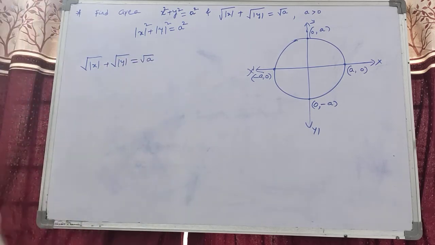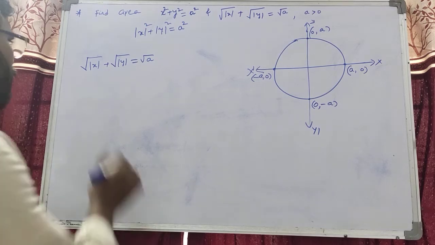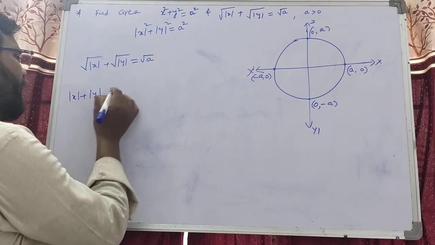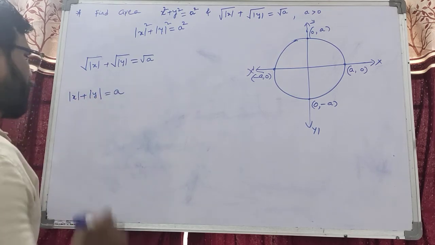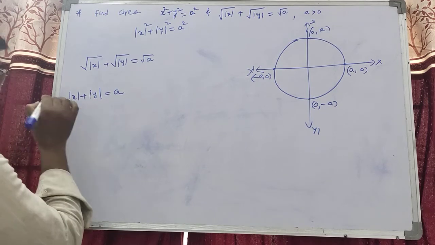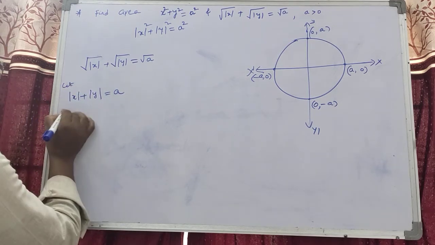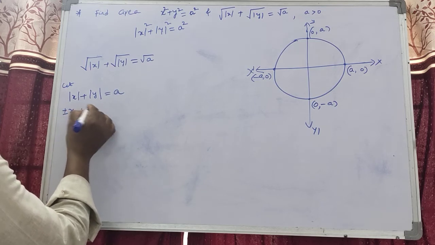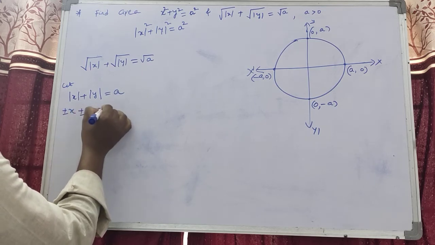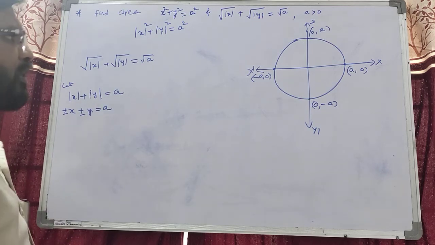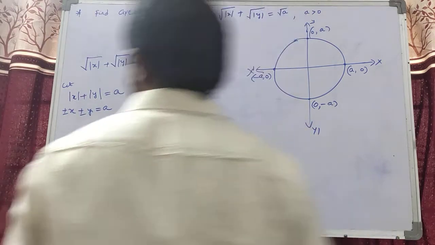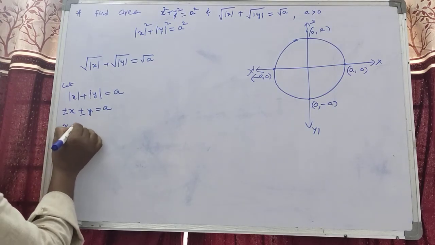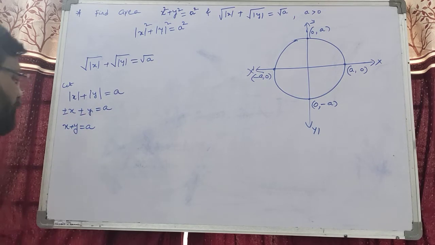Suppose, let mod x plus mod y equals a. So here, in mod x plus mod y, this must be x or minus x, and plus or minus y, equal to a. How many lines will come, students? The first line, when you take x greater than 0, y greater than 0, we get x plus y equals a.